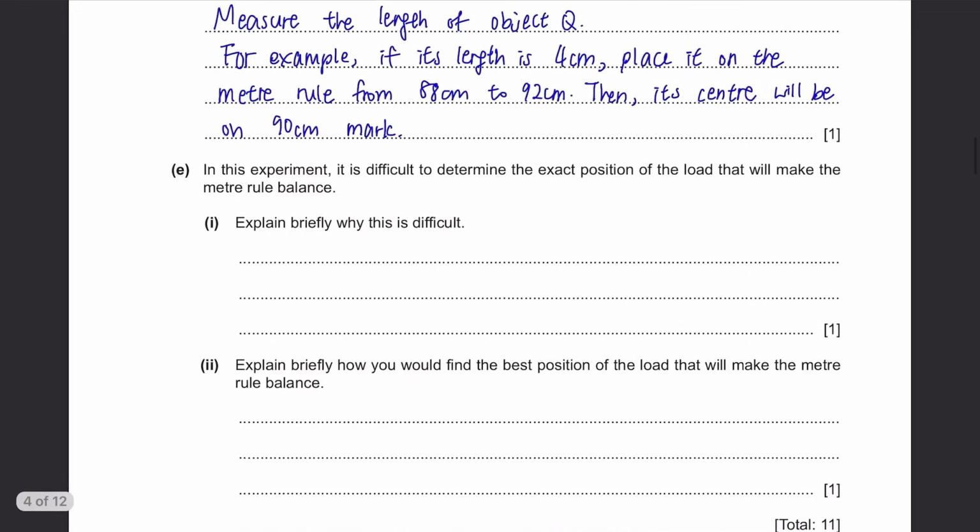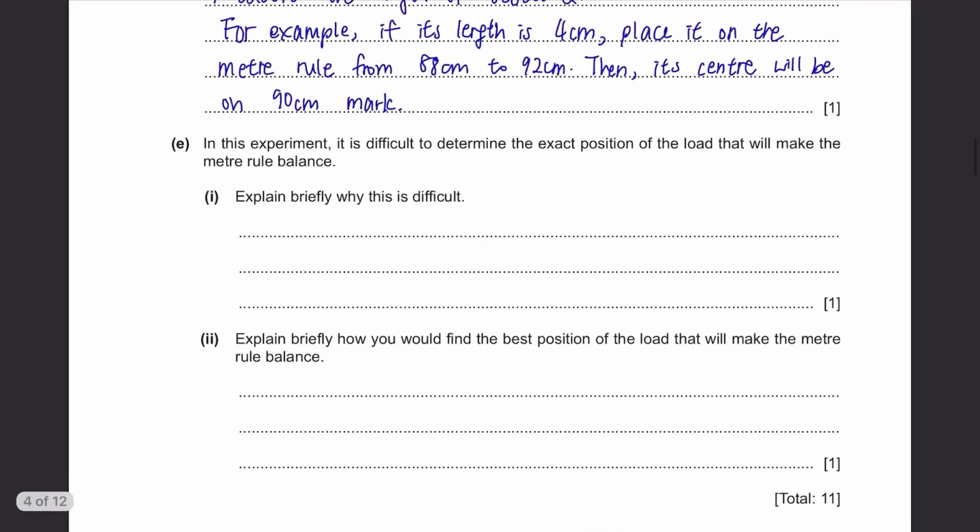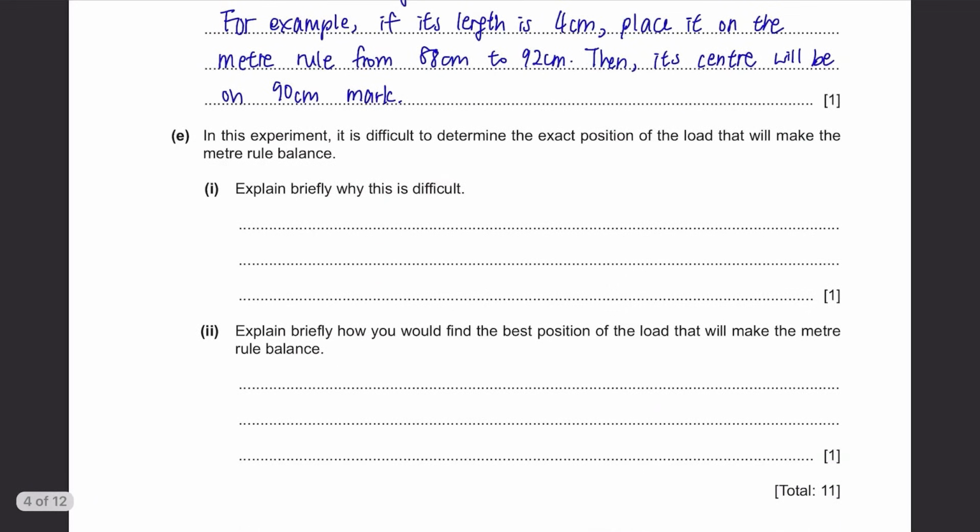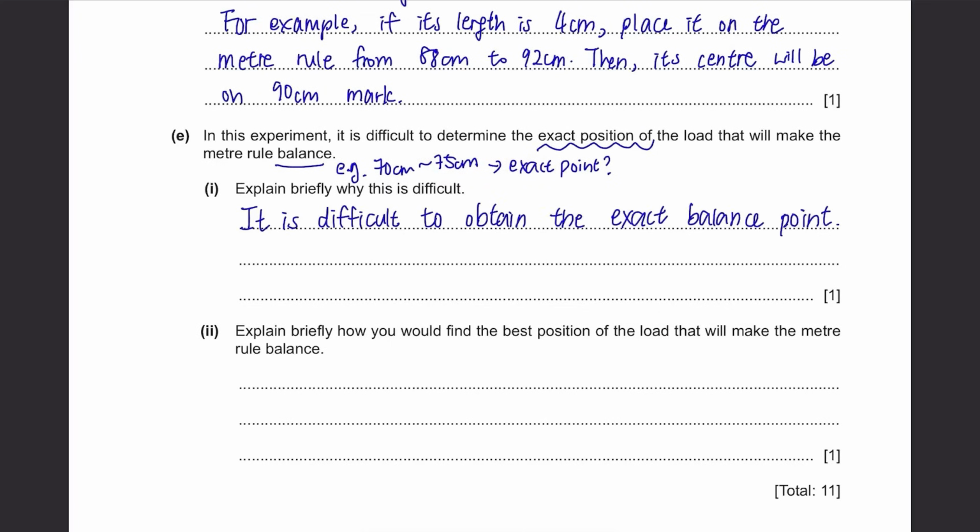Part E. In this experiment, it is difficult to determine the exact position of the load that will make the meter rule balance. Explain briefly why this is difficult. The question is saying that it's hard to choose the exact point when the meter rule is balanced. This is because it doesn't stay balanced at only one point. For example, it may be balanced from 70 cm to 75 cm, so it's hard to obtain the exact balance point.